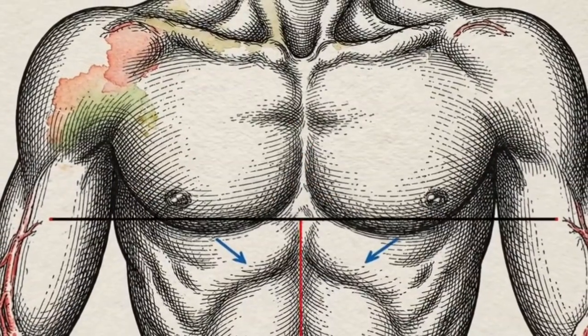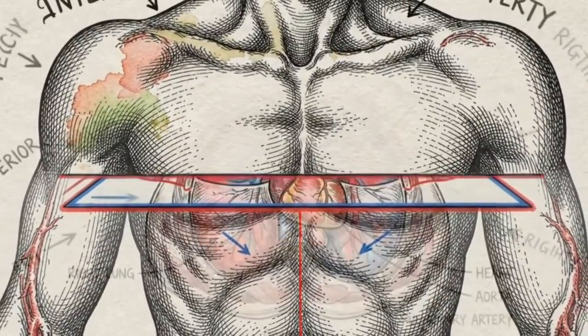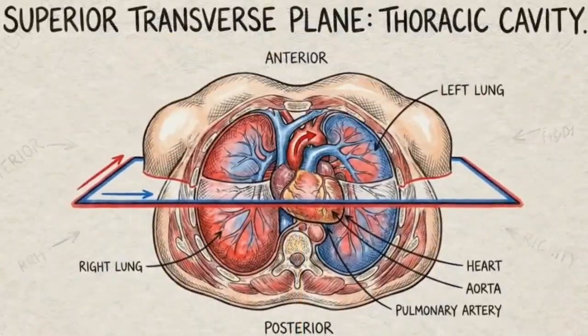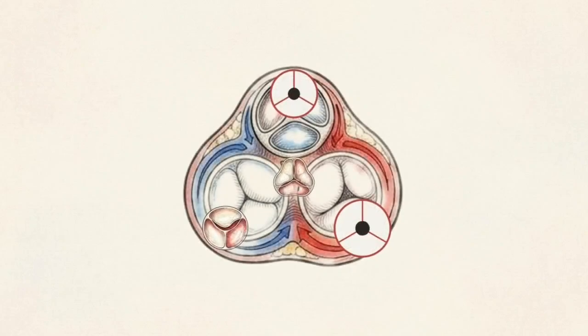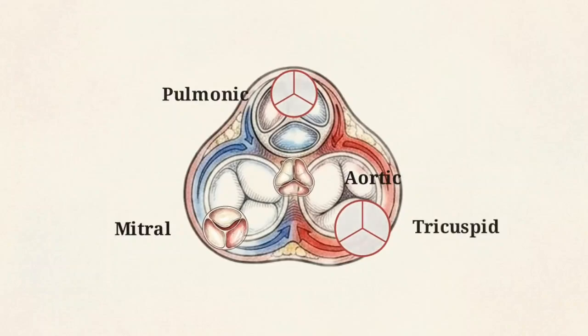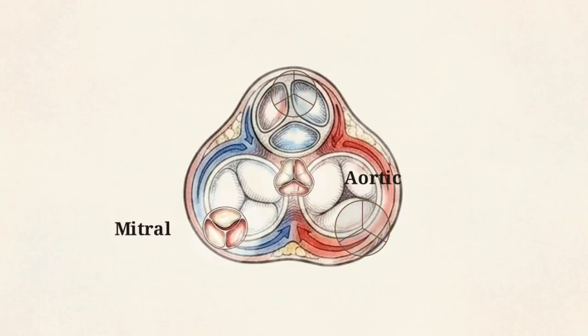The most optimal way to view the mechanical layout is from the superior transverse plane, looking straight down into the chest. This diagram shows all 4 cardiac valves operating simultaneously. From top to bottom, you can see the pulmonic, aortic, mitral, and tricuspid valves. If we isolate the left side, we are left with 2 active structures, the aortic and mitral valves.